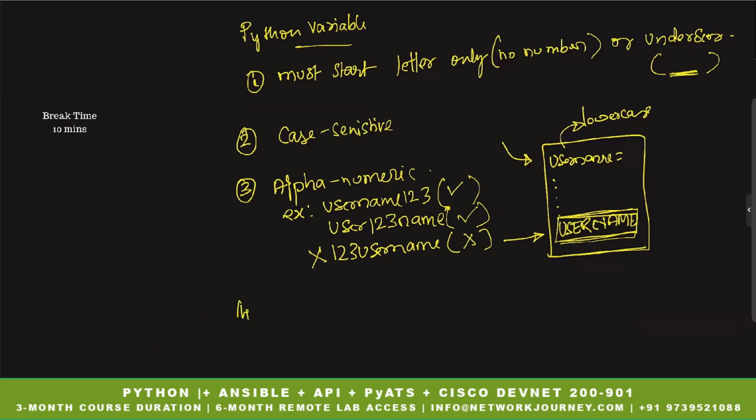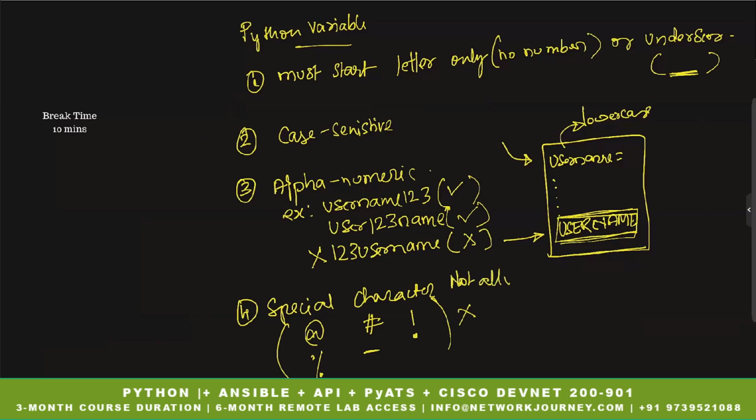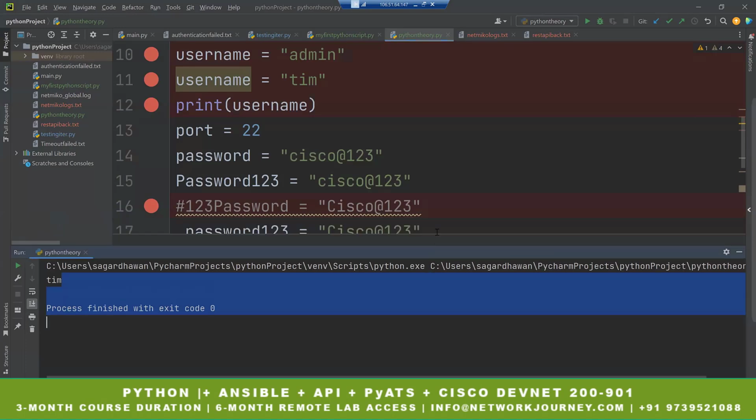And also special characters are not allowed. All these, at the rate, percentage, the hash symbol, hyphens, exclamation marks, all of these are not allowed. Okay, so these are thumb rules. You can remember this, or once you start working, you will definitely have this easily memorized.